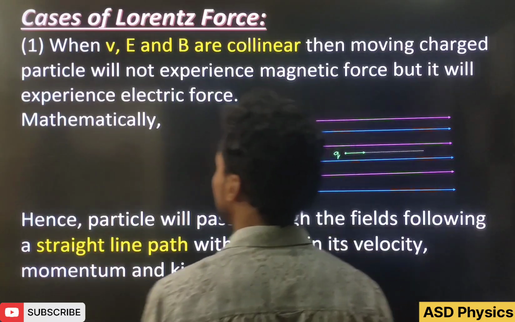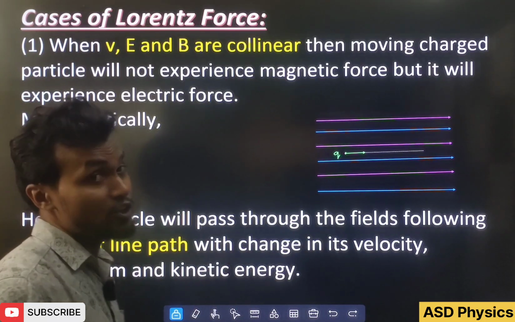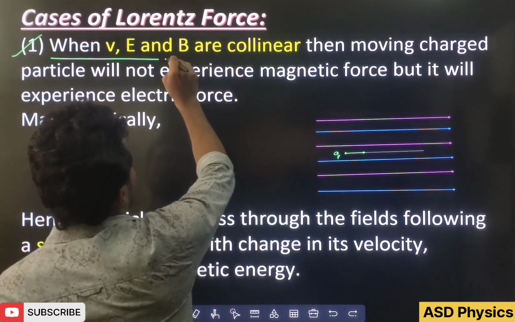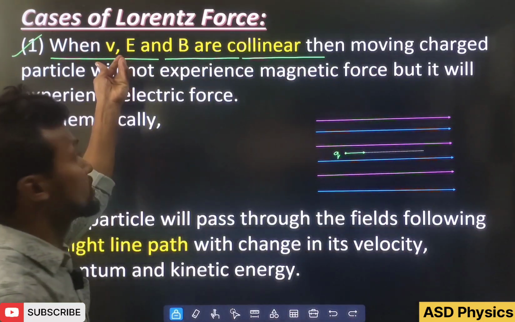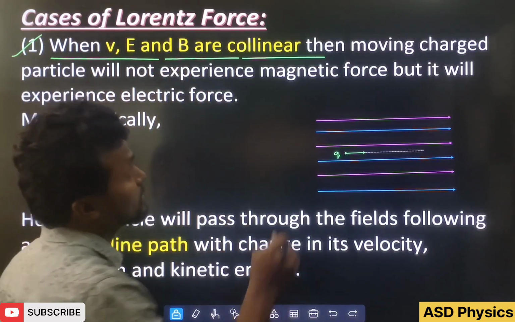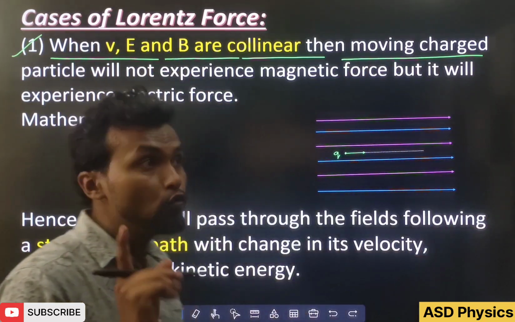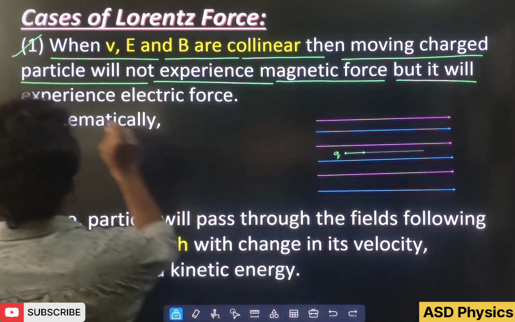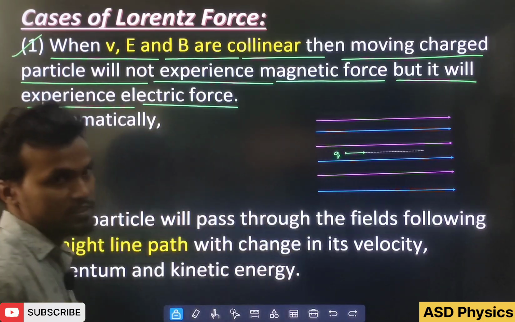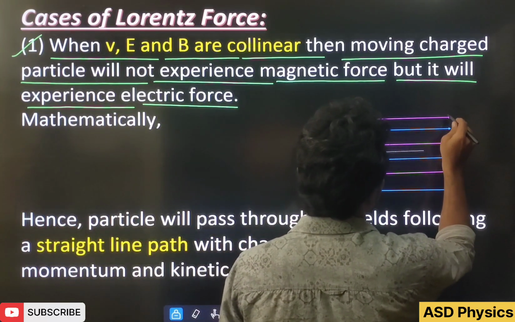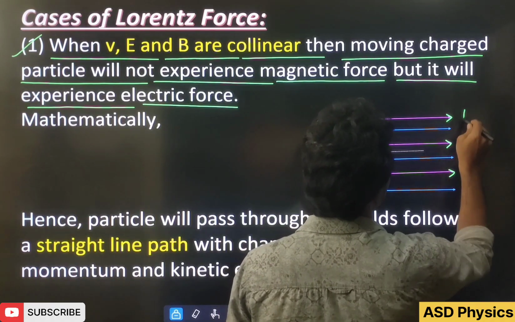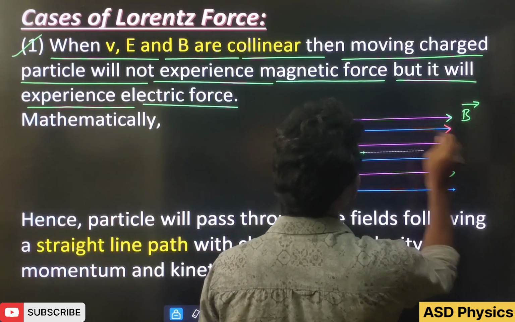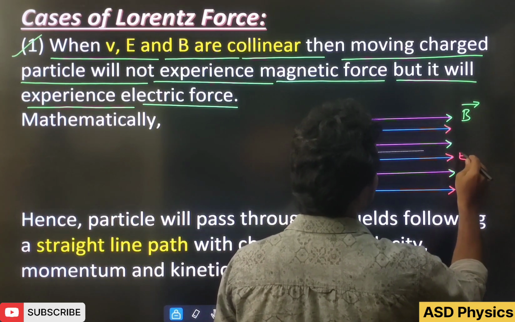Okay. Now students, if I talk about the cases of the Lorentz force. Under the first case, when V, E and B are collinear, that means velocity, electric field and magnetic field are collinear, then the moving charged particle will not experience magnetic force, but it will experience electric force. Let's take this pink color line; I have taken this as the magnetic field. And now this blue color line, I have taken this as the electric field.